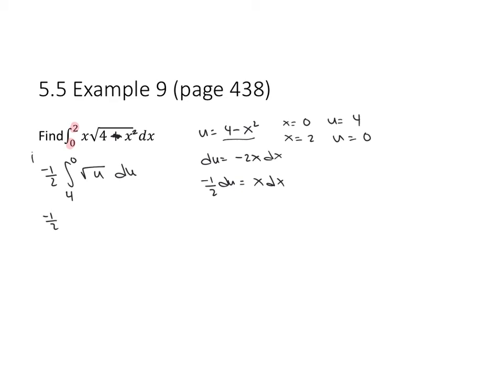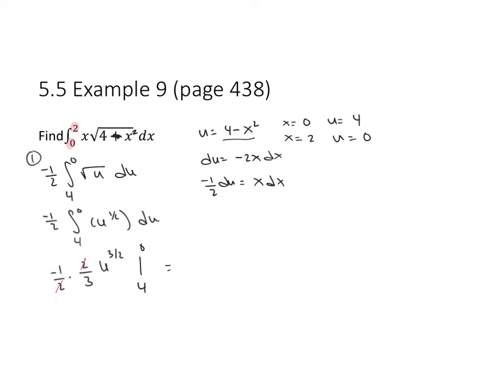So again, this is way 1, and then I'm going to show you a second way in a minute. And we're going to go from 4 to 0 of u to the 1/2 du. So we'll add 1 to the exponent, and we get u to the 3/2. We multiply by 2/3, and we still have the negative 1/2 out in front. And now with our new endpoints, we're going to evaluate this function from 4 to 0.